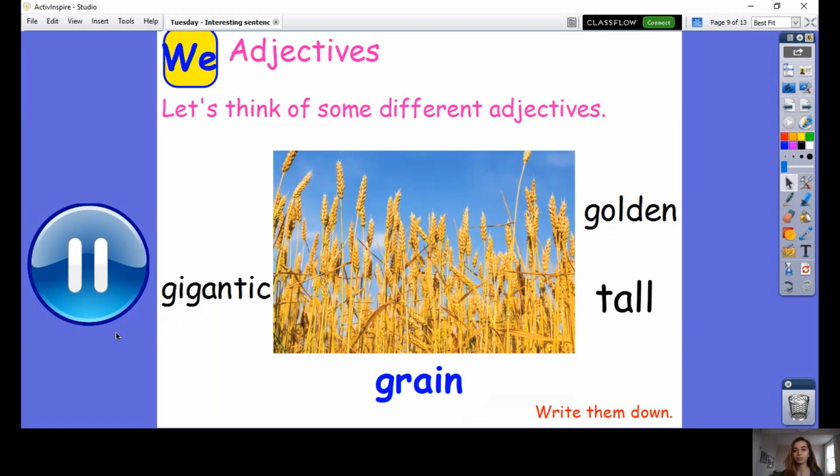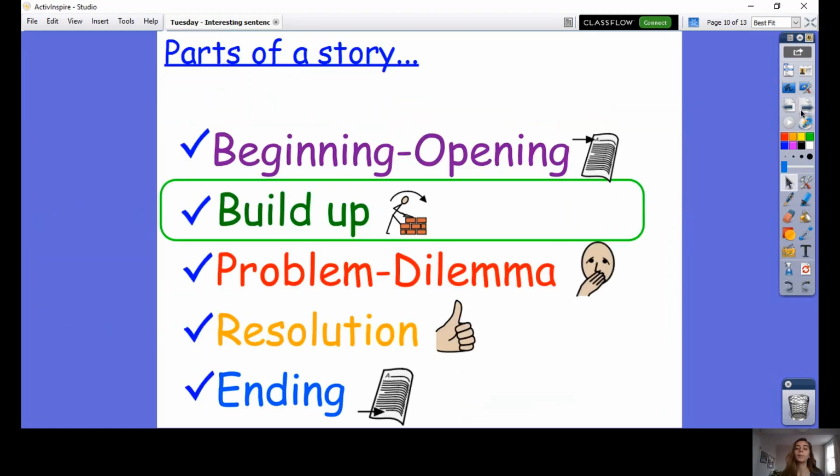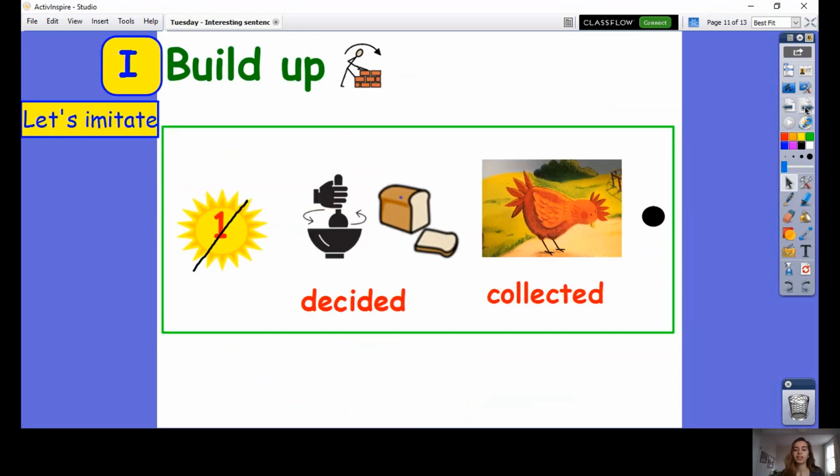Did you write down three? Fantastic. Can you tell me one of your adjectives to describe your grain? Amazing. So today we're writing our build-up, and in our build-up, our main character, the little red hen, decides she wants to make something really tasty, and she makes some bread, and she also has to collect grain to make that bread. So let's go through our actions and our words for our build-up. Ready? We go capital letter. Off we go.